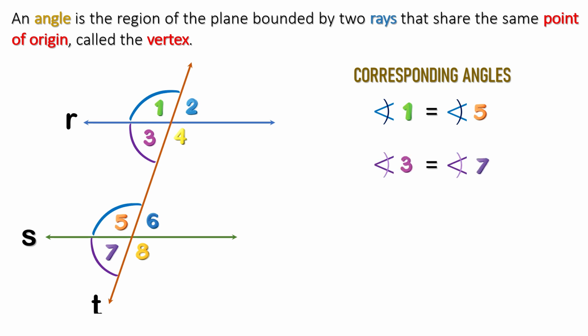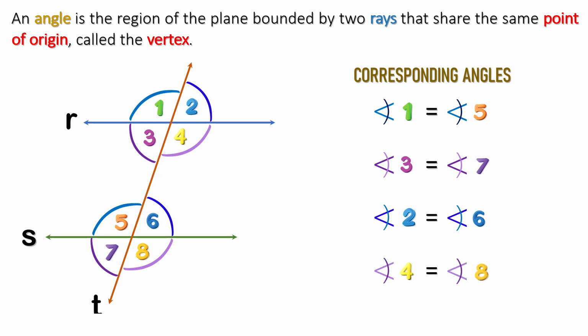Continuing on the right side of the transversal, we have that the amplitude of angle 2 is equal to the amplitude of angle 6. Analytically, this is written as. And the amplitude of angle 4 is equal to the amplitude of angle 8. Analytically, this is written as. And this would be the corresponding angles.